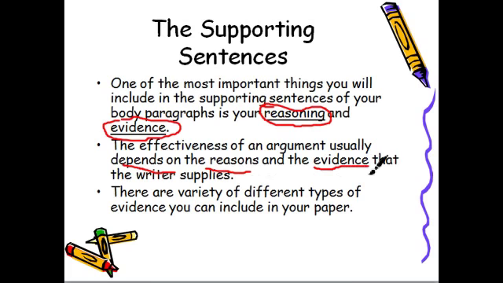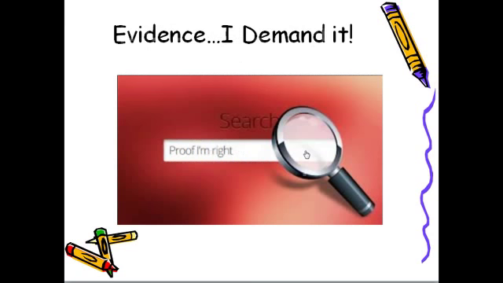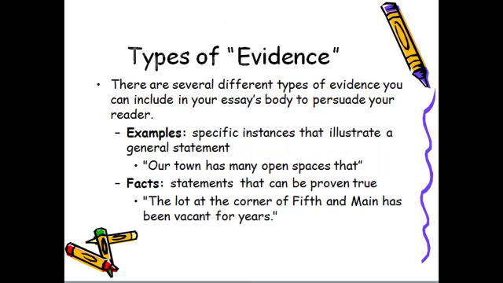The effectiveness of any type of argument or any type of body paragraph depends greatly on the reasons and evidence that the writer supplies. There are a variety of different types of evidence you can include in your body paragraphs. But no matter what evidence you include, just remember, it is demanded. You must prove that you can support the thesis statement and the topic sentence that you've laid out. There are several different types of evidence you can use to do this.